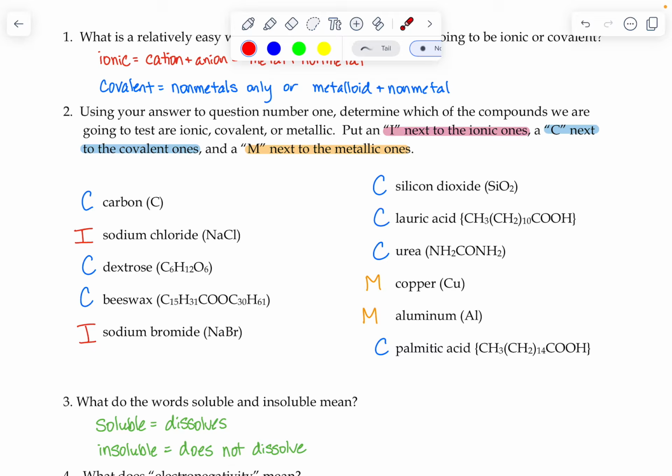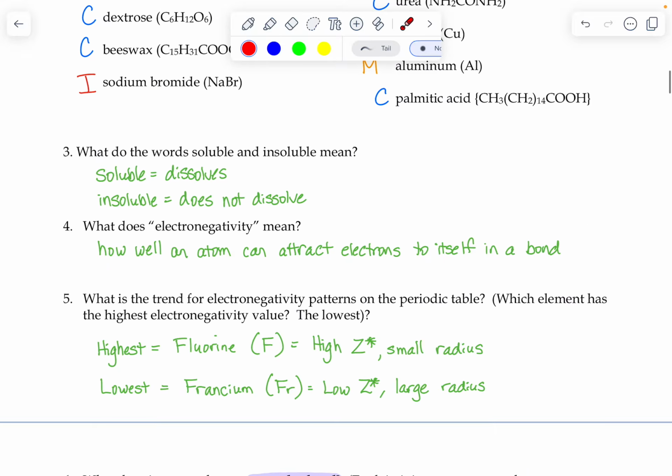When you look at covalent versus ionic here, my ionic ones, the sodium chloride has sodium, a metal. Sodium bromide has that sodium again, a metal. Everything else is made up of nonmetals, or in the silicon dioxide case, silicon's a metalloid, so the rest of those would be covalent. Soluble and insoluble mean things dissolve or don't dissolve.